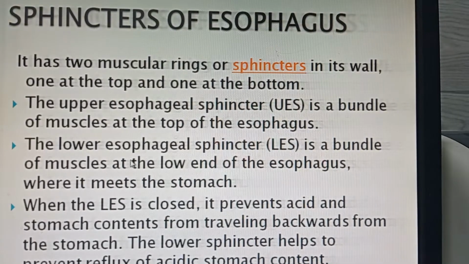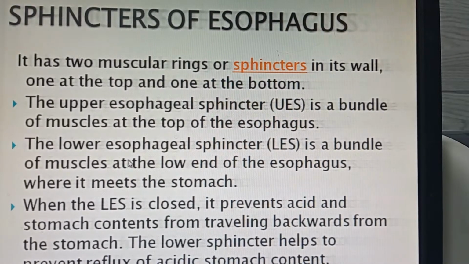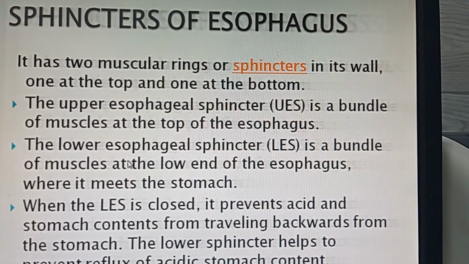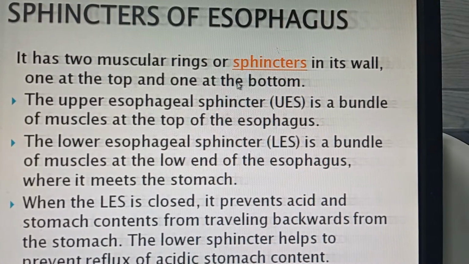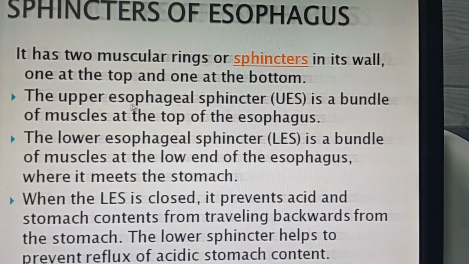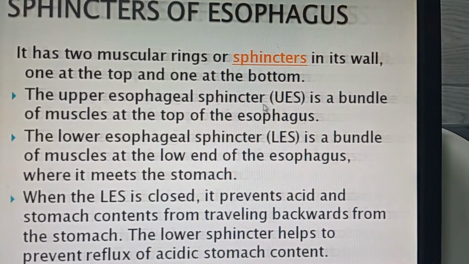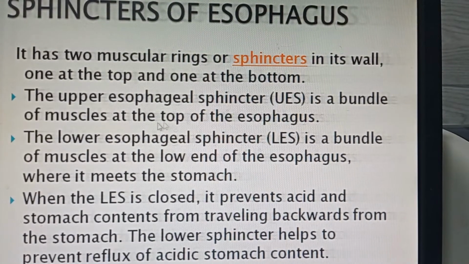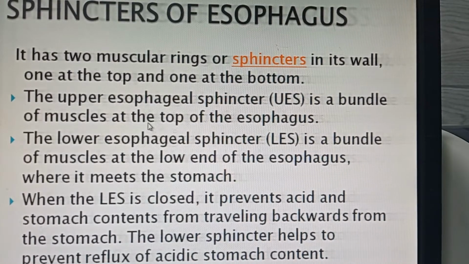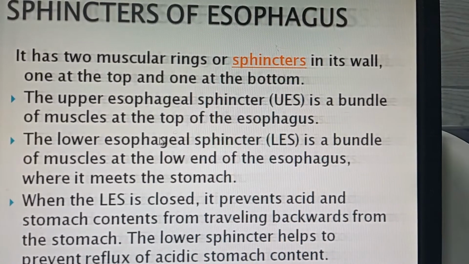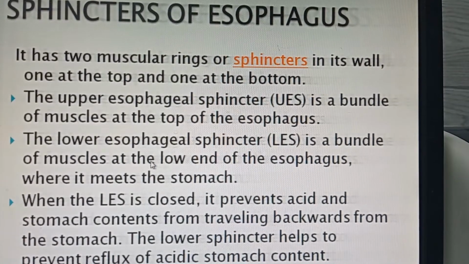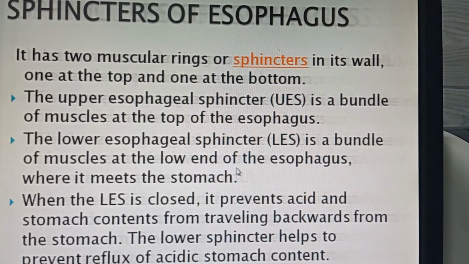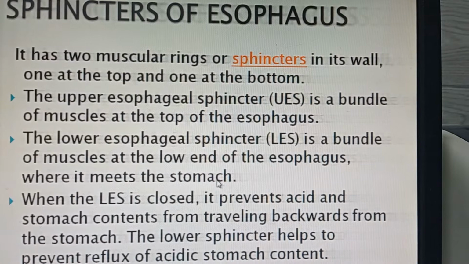Sphincters of the esophagus. Two sphincters, or muscular rings, are present in the esophagus. One is present at the top and one at the bottom. The upper esophageal sphincter is a bundle of muscles present at the top of the esophagus, and the lower esophageal sphincter is a bundle of muscle present at the lower end of the esophagus where it meets the stomach.